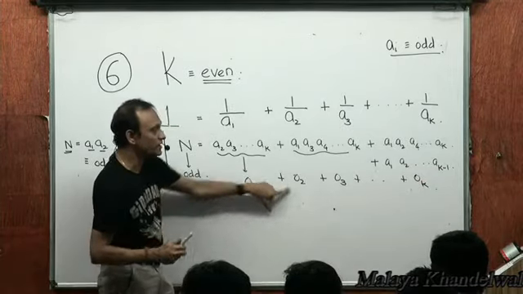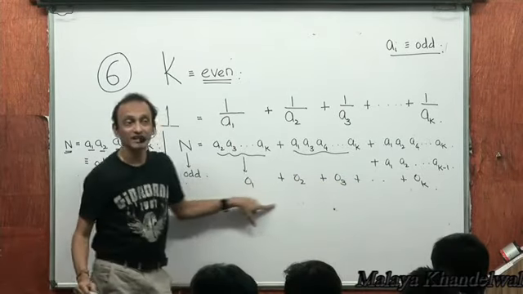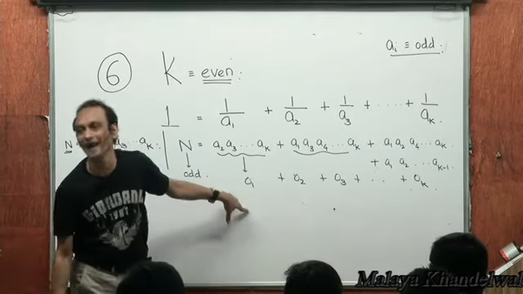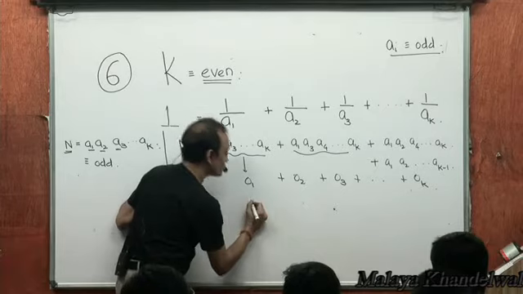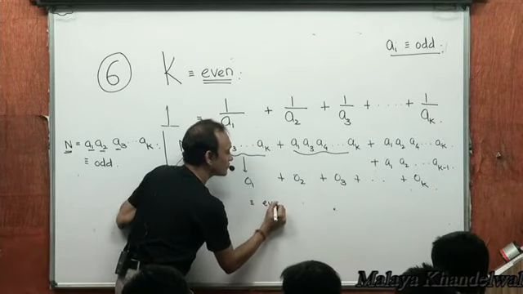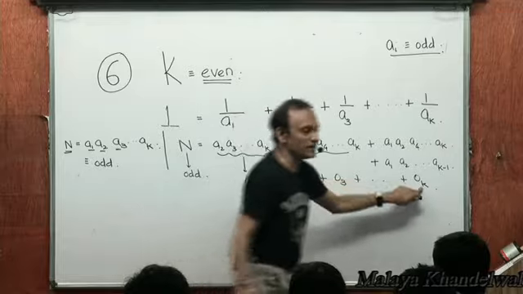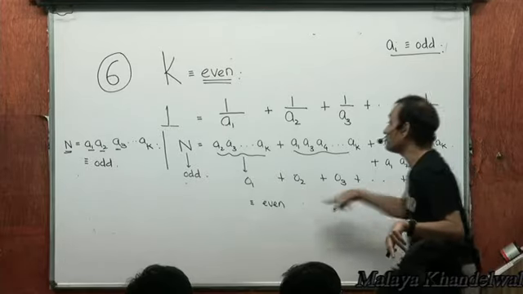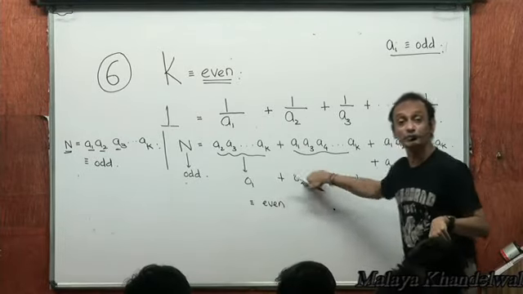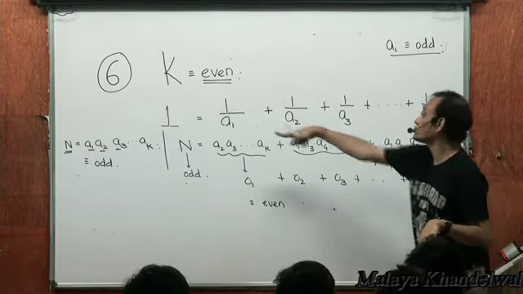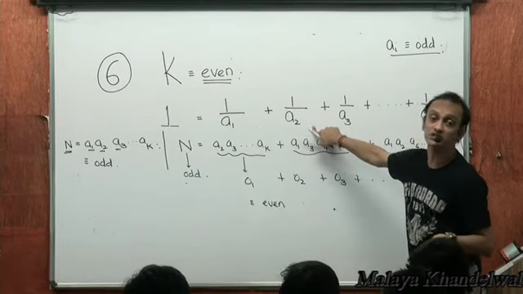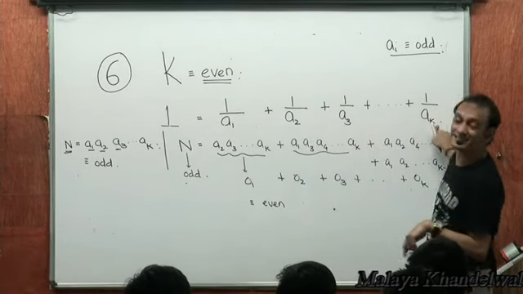How many odd numbers are there? K odd numbers. An even number of odd numbers add up to an even number. So this is even. I have an even number of odd numbers, since K is even, that's given, and therefore they add up to an even number. So odd equals even. Is this possible? That means this proposition is invalid if k is even.